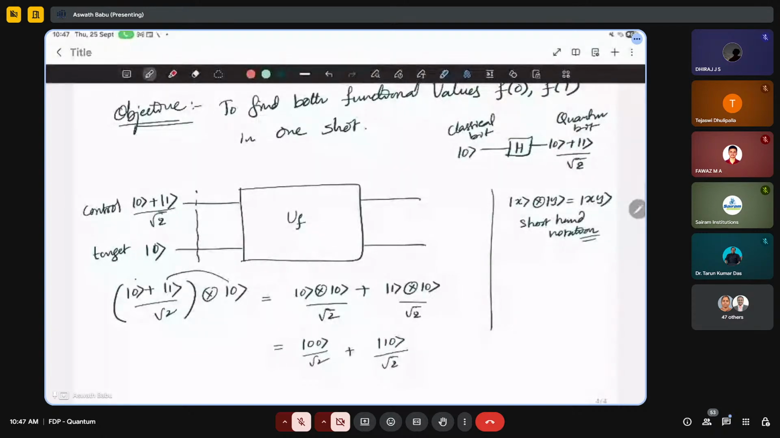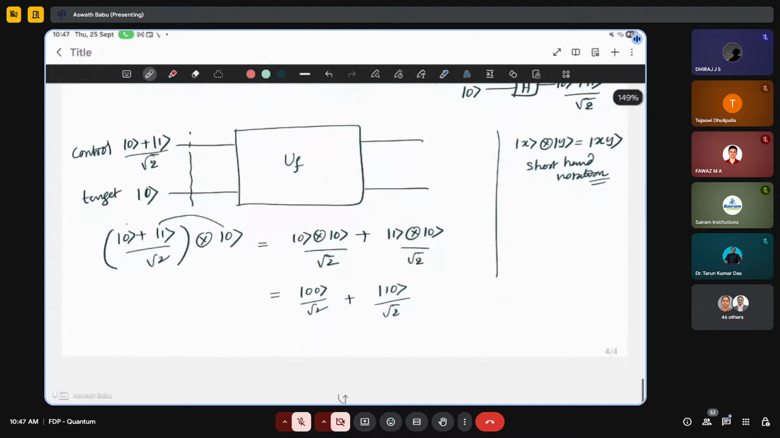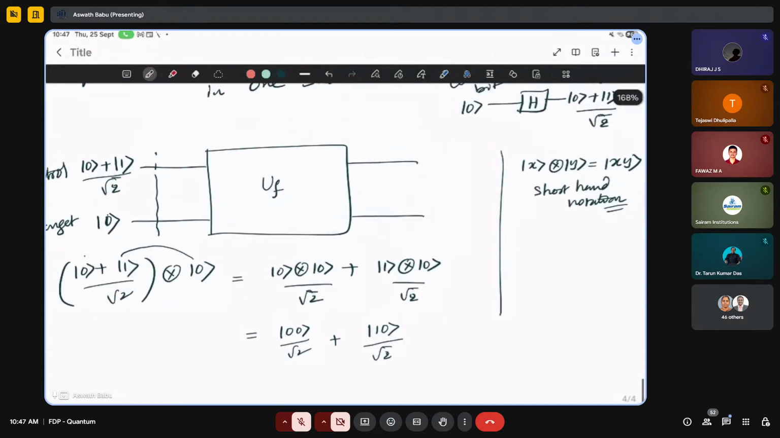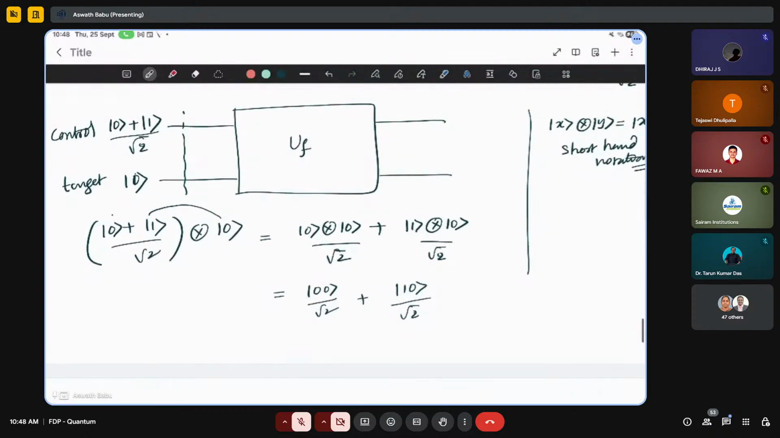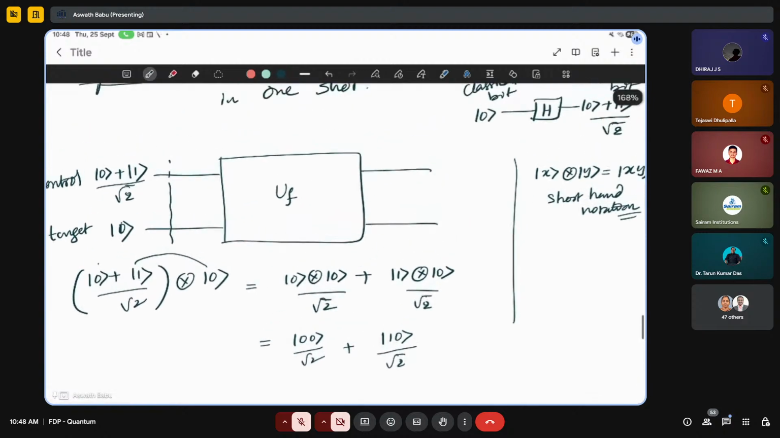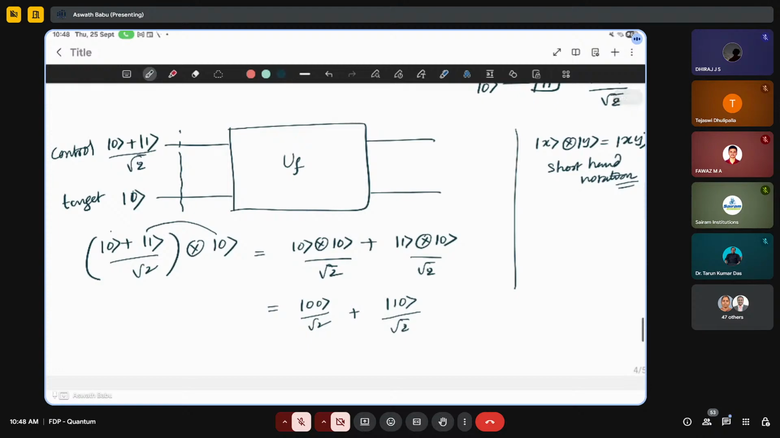Okay, fine. So right now, if you just see, control is some value, target is some value. What happens through the C naught gate? The C naught gate operation which we had: control is 0, target doesn't change. Control is 1, target should flip.